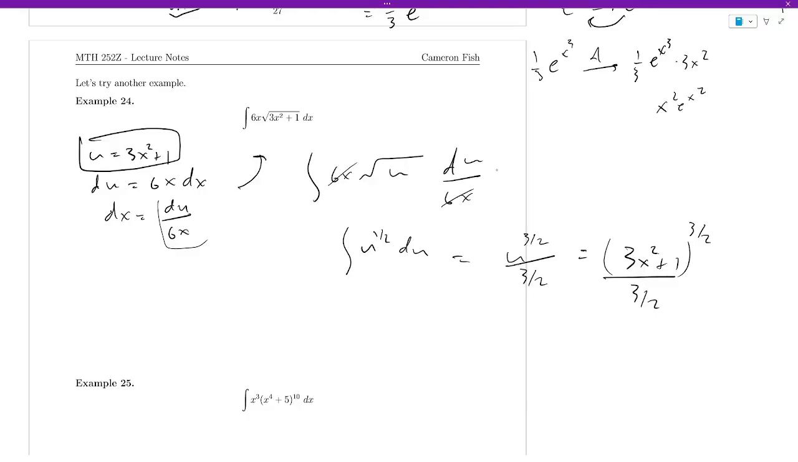Over 3/2. If you don't like the over 3/2 in the bottom, remember that's the same as this. You could flip the fraction and bring it out front. That's fine. Cool. So pretty quick, right?